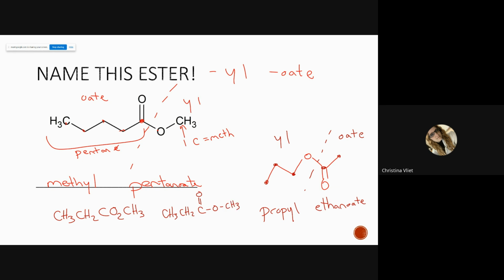Once I've rewritten it this way, does it make it much easier to see what's my ill side and what's my OH side? So this is my ill, this is my OH. How many carbons here? Methyl. How many carbons here? So propa, propanoate. So it's methyl, propa, no wait.